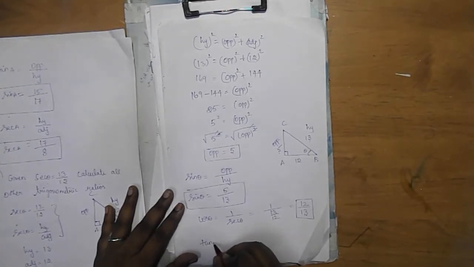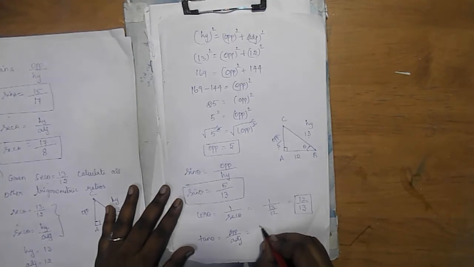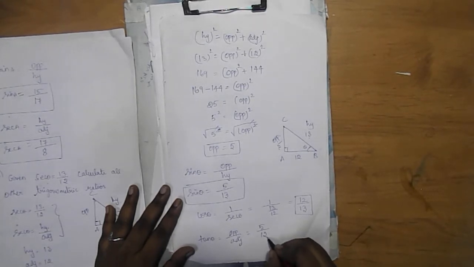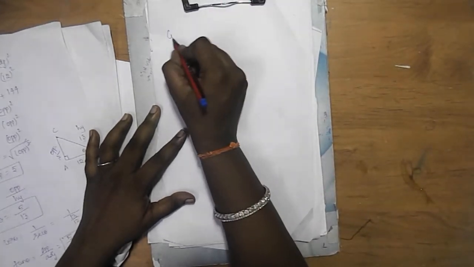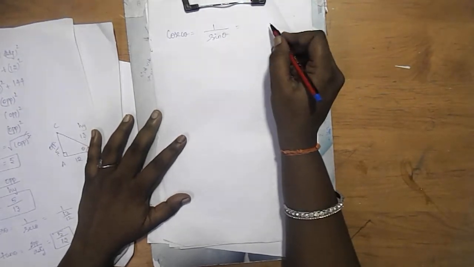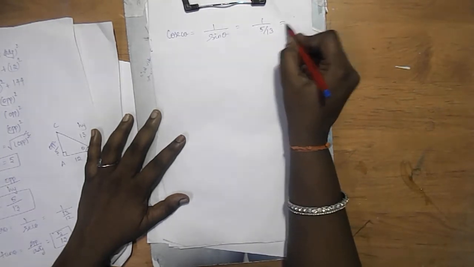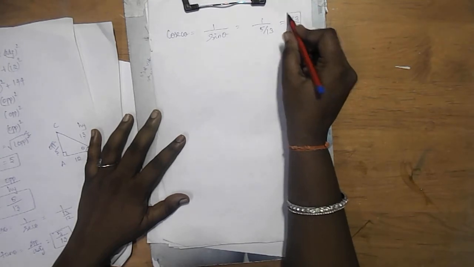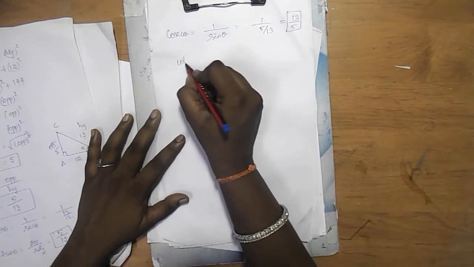Next tan theta. Tan theta equal to opposite by adjacent, where the opposite value is 5 and adjacent value is 12. This is the solution of tan theta. Okay. Next cosecant theta. Cosecant theta equal to reciprocal of sin theta. Already found the sin theta value. Sin theta value is 5 by 13. Taking reciprocal we get 13 by 5. This is the value of cosecant theta. Secant theta value is already given in the question. So next we have to find out the cot theta.